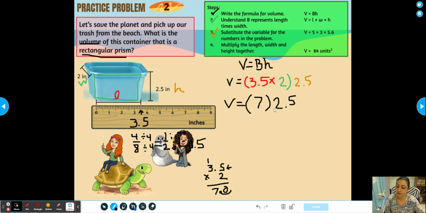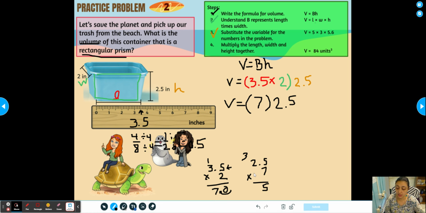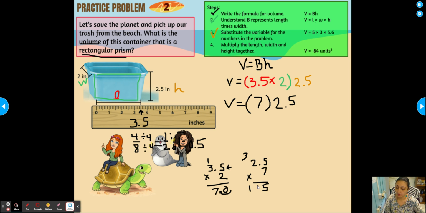So now we've got 7 times 2.5. So let's go down here and show our work. 5 times 7 is 35. 2 times 7 is 14, plus 3. And then we've got that one decimal place right here, so I move over one time. And so my final product is 17 5/10.